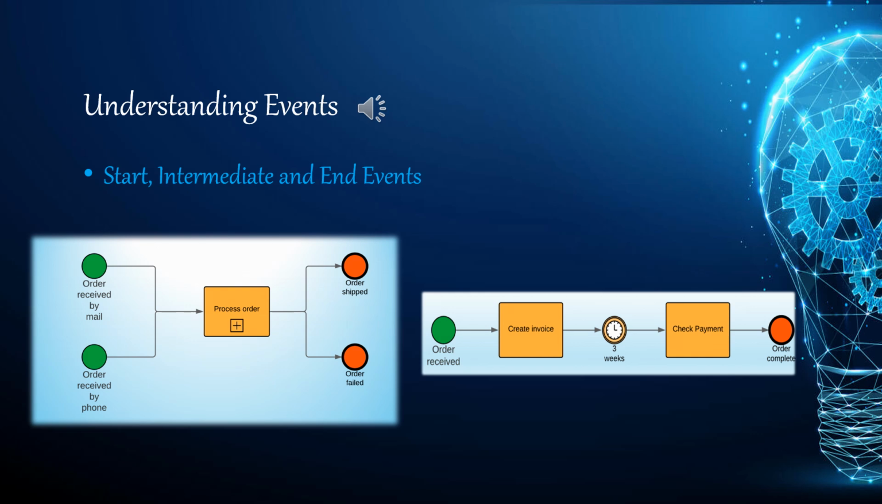Understanding events. BPMN events define specific occurrences that affect the flow of a process. Start events indicate the initiation of a process. Intermediate events occur during a process, either affecting the flow or waiting for an external trigger. End events indicate completion or termination. By correctly identifying these events, we can create accurate and logical process models.